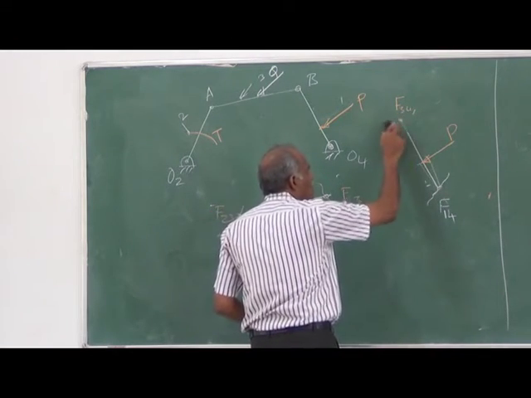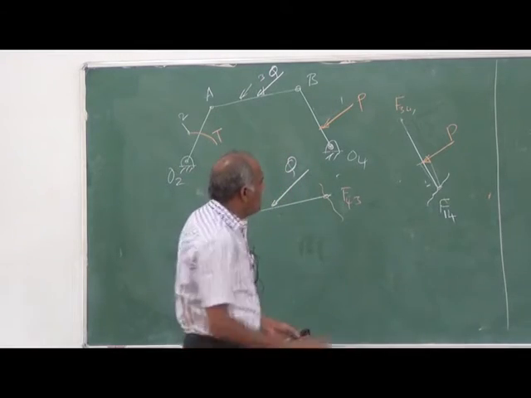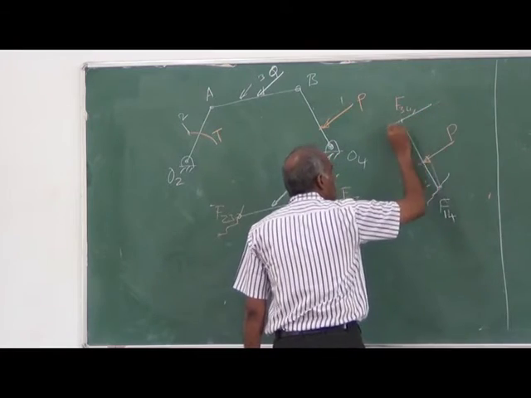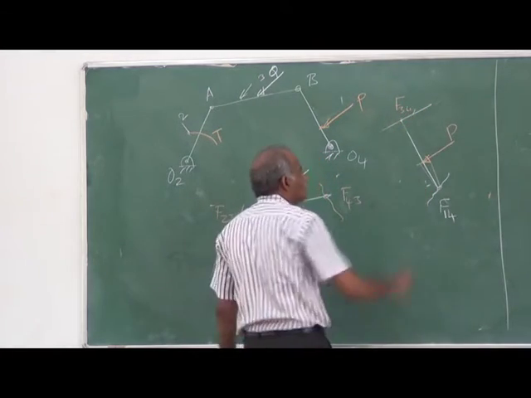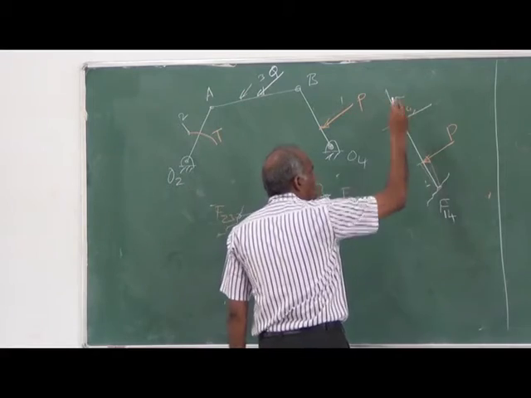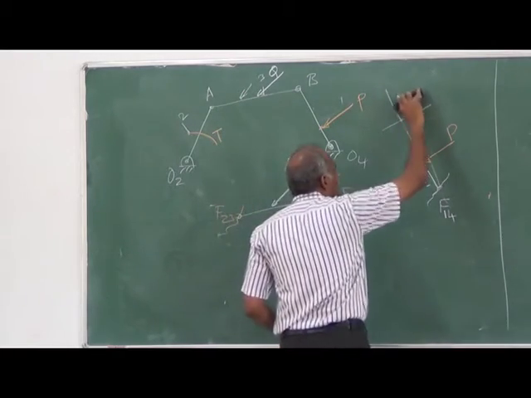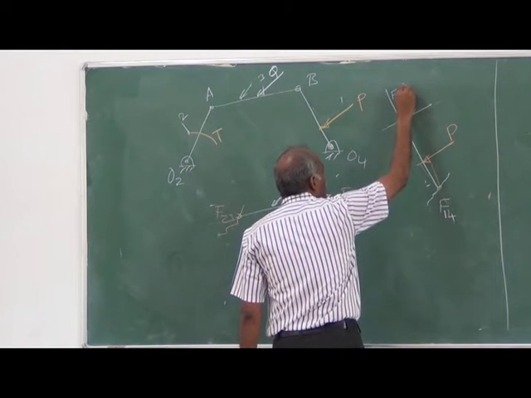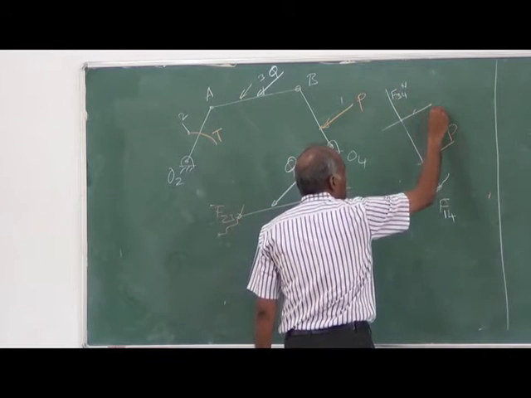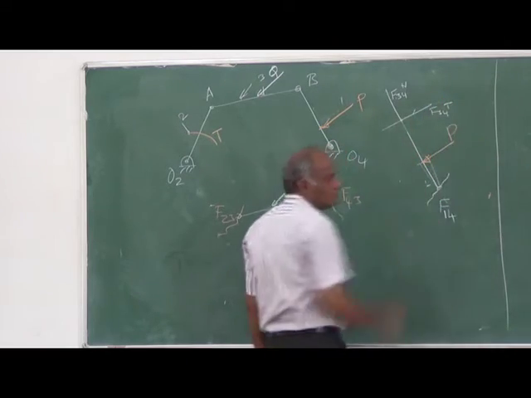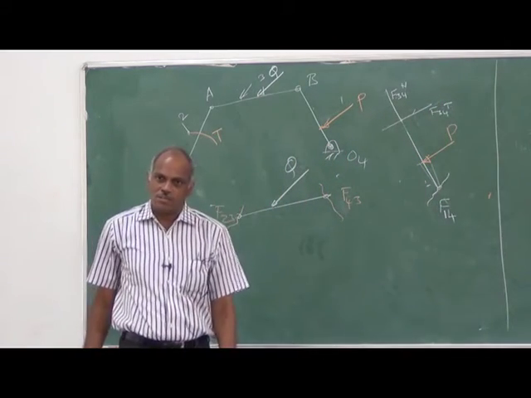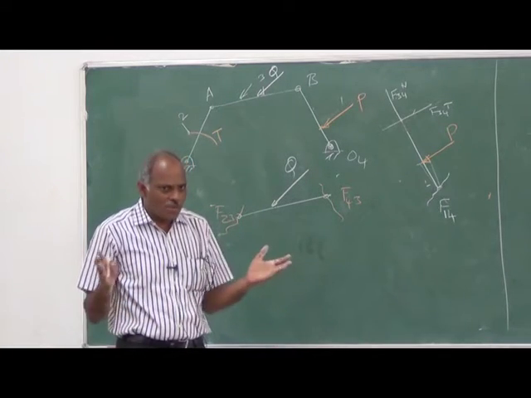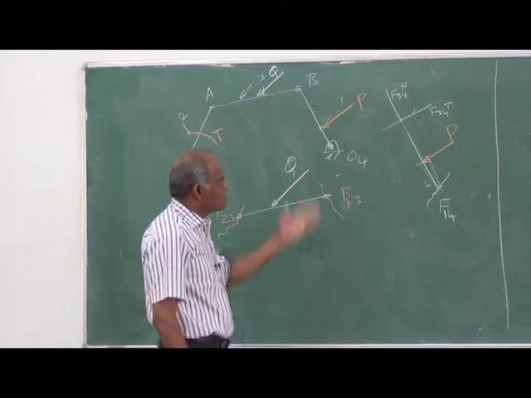So what I do is, I split this into two components, one tangential to this link, another normal to this link. I will call these two components F34 normal and F34 tangential. Any force can be split like that, but their magnitudes are still not known.